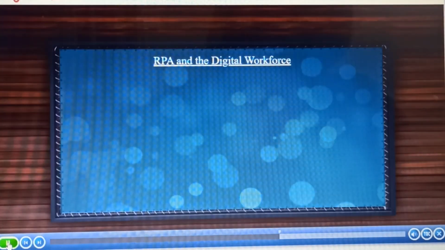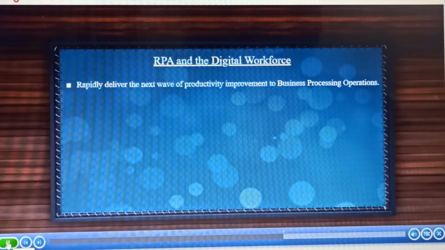As she walks across the cubicles, Jessie's eye catches a poster on the wall. She goes through it to find out how RPA bots can help businesses make a digital workforce. RPA bots rapidly deliver the next wave of productivity improvement to business processing operations.